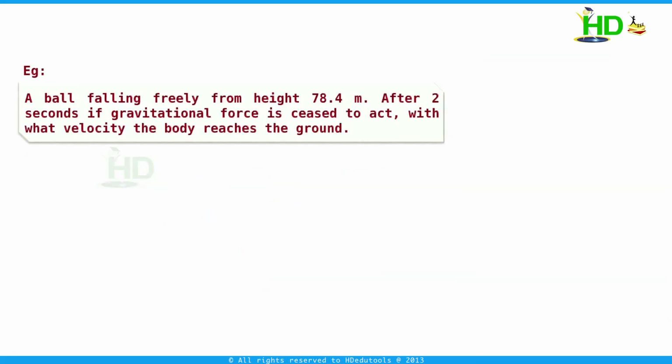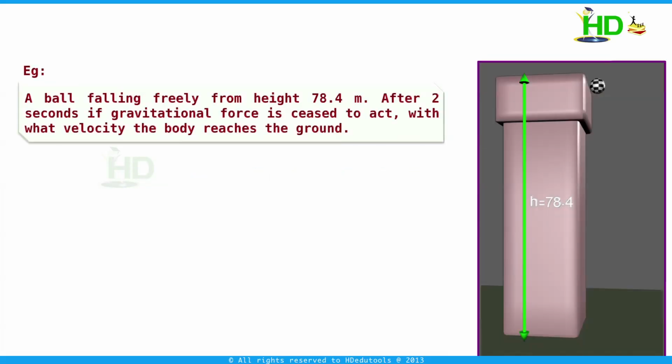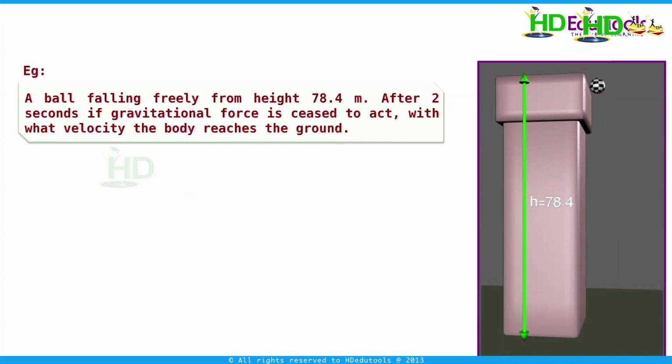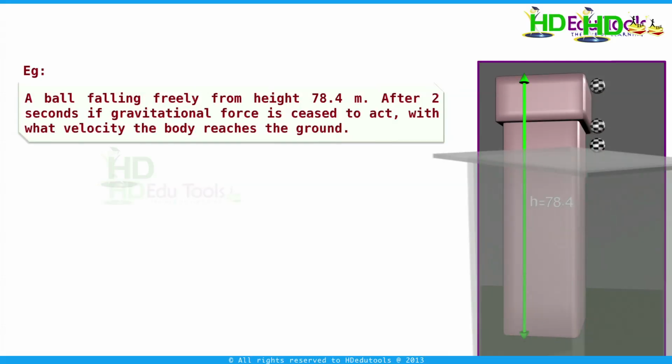We take another problem. A ball is falling freely from height 78.4 meter. After 2 seconds, if the gravitational force ceases to act, with what velocity does the body reach the ground? Now what is given in our problem? A body is falling freely from height 78.4 meter. It is falling, which means because of gravitational force it is falling down. And after 2 seconds, the gravitational force disappears.